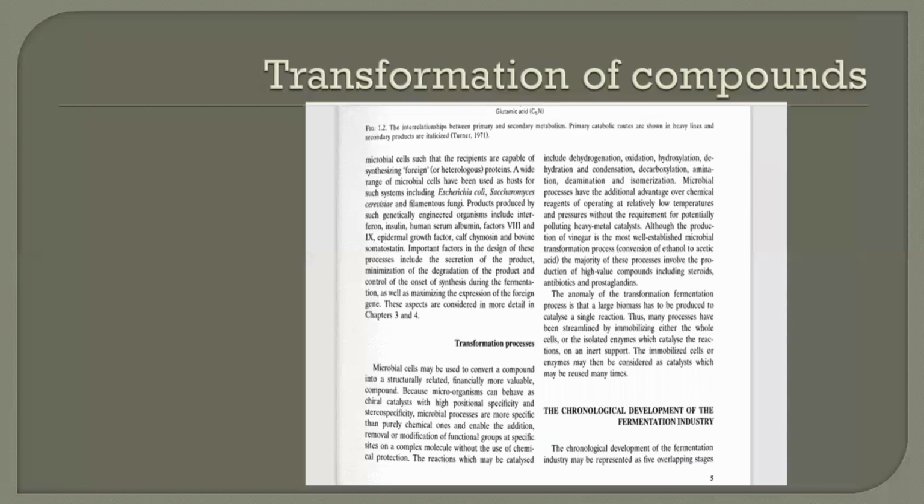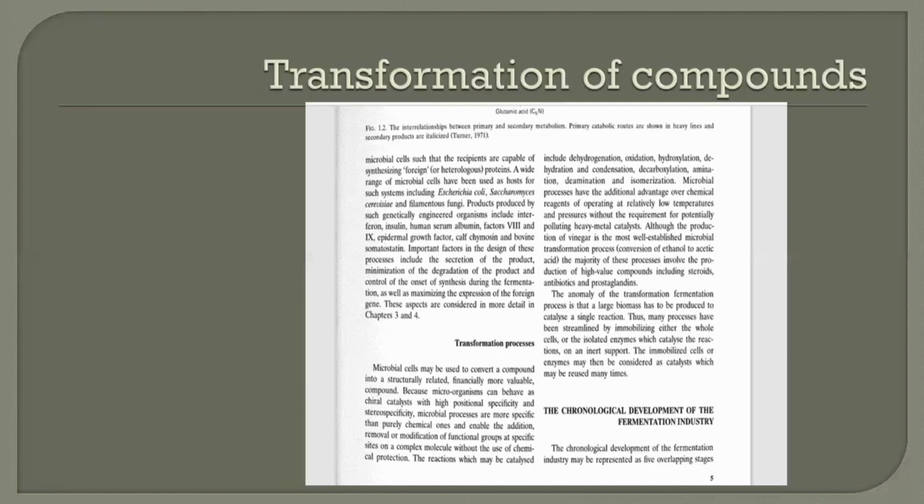Now we go to the transformation of compounds as a product produced by the process of fermentation. Microbial cells can be used to convert a compound into a structurally related or financially more valuable compound. This process involves the use of bacteria to convert these compounds into heterologous proteins. The benefit of using microorganisms is that they can be reused as many times as possible as catalysts. They only catalyze conversion of the compounds into structurally more valuable products.